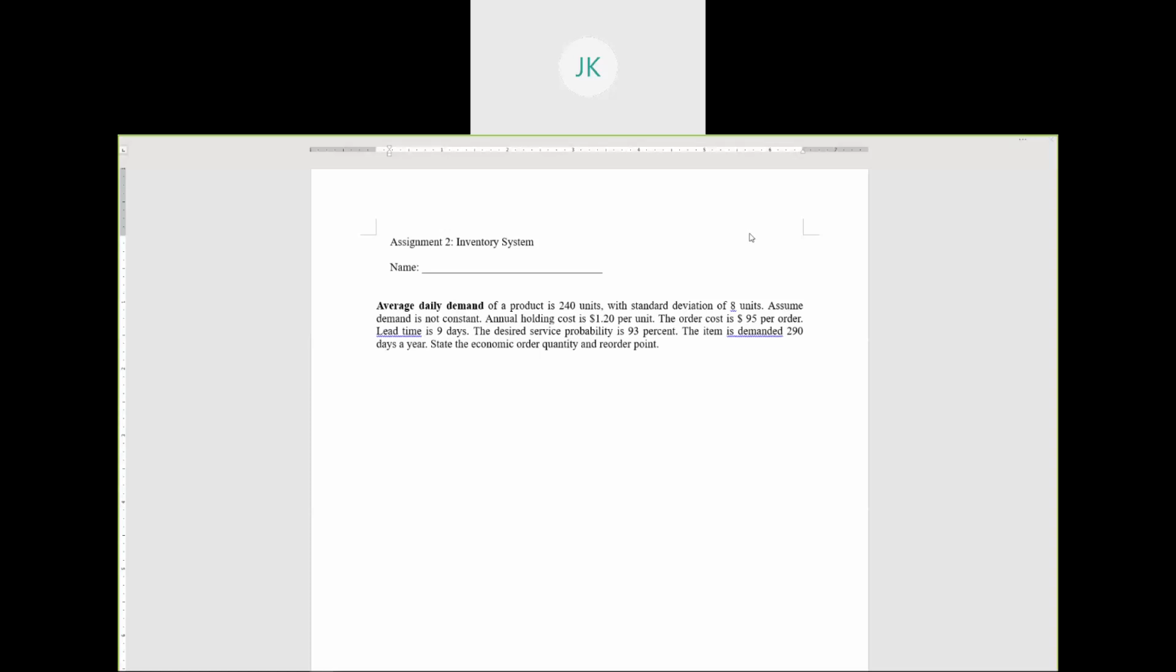Assignment 2, Inventory System, from chapter 11. Average daily demand of a product is 240 units with a standard deviation of 8 units. Assume demand is not constant. State the economic order quantity and reorder point. So find EOQ and reorder point R.